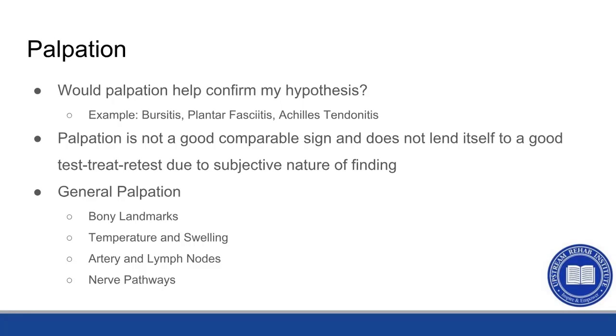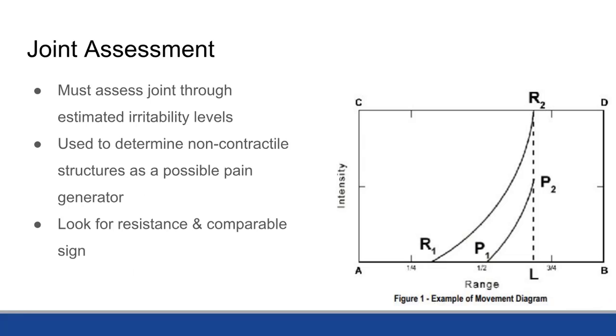But also remember that it's not just about the comparable sign. We want to do some general palpation: the bony landmarks, the temperature and swelling. If we're looking from a red flag standpoint, lymph nodes are oftentimes forgotten, but can give you phenomenal information about this patient. Also check nerve pathways to see if there are any sensitivity issues along them.